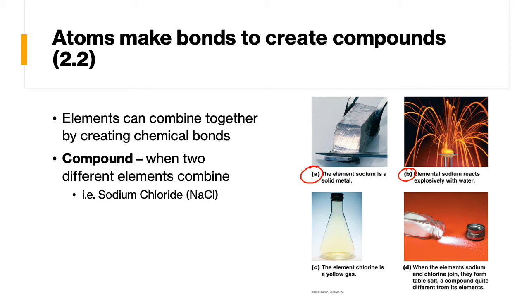Chlorine is an element made from just chlorine atoms, and it forms this yellow gas that we can see in this Erlenmeyer flask here.